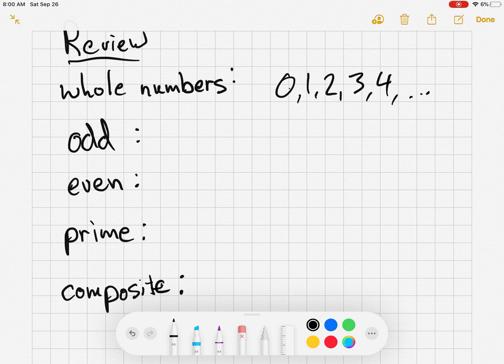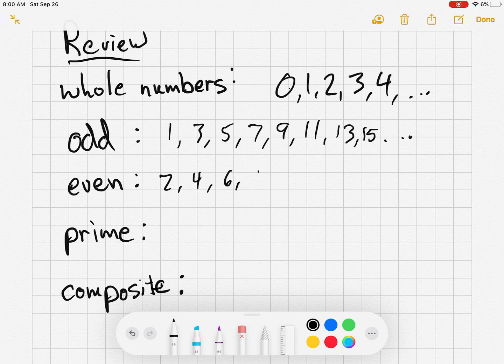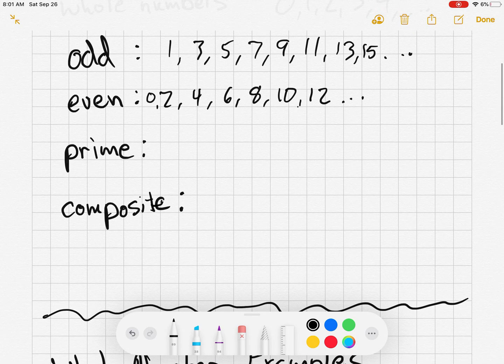We've already talked about odd numbers. Odd numbers are ones that end in 1, 3, 5, 7, 9, and it goes on forever and ever. Those are our odd numbers. All of our other numbers are even numbers: 2, 4, 6, 8, and then we would have 10. I could note that there is 0. 0 is an even number. 12, and so on, right?